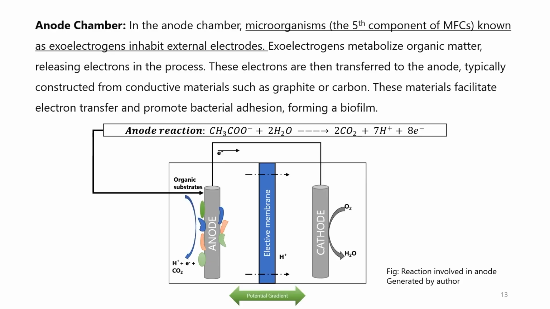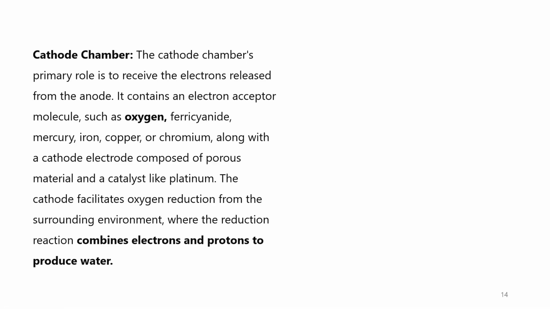So, you can see in the anode the reactions taking place, whereby the organic substrate is converted into hydrogen ions and electrons are produced, and carbon dioxide gas is also released. And here is an example given with a balanced equation. So, the electrons produced are flowing through the external circuit to the cathode, and the protons or the hydrogen ions which are produced will diffuse through this selective membrane to the cathodic chamber.